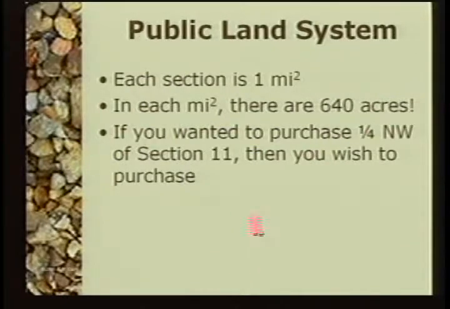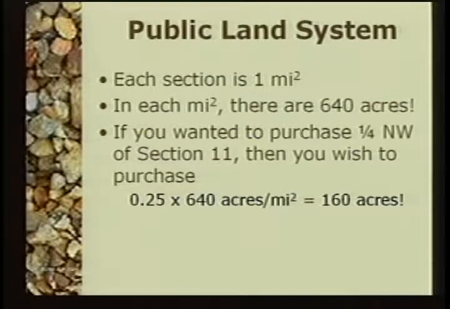Remember, when we divide into quadrants, we're dividing into fourths, or 0.25, so we simply multiply 0.25 times the fact that we have 640 acres per square mile. You will be purchasing 160 acres. Let's hope you get a good deal.